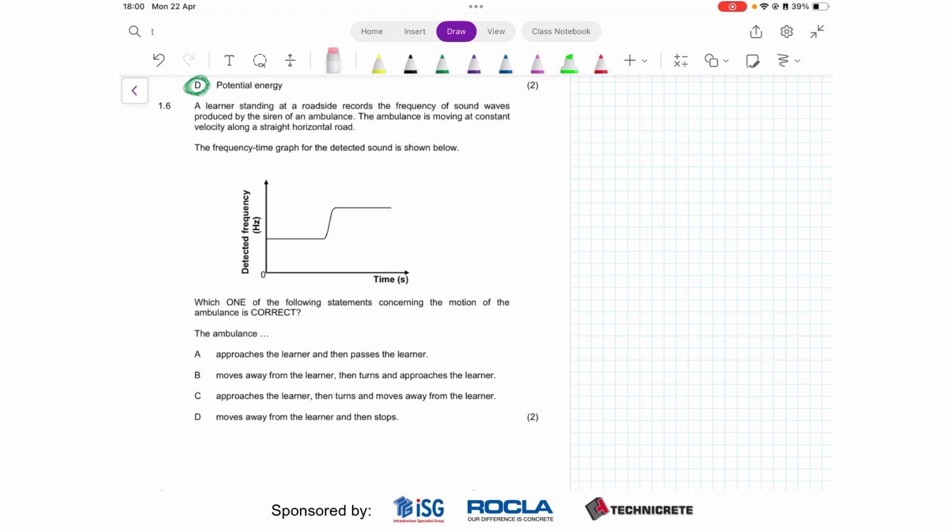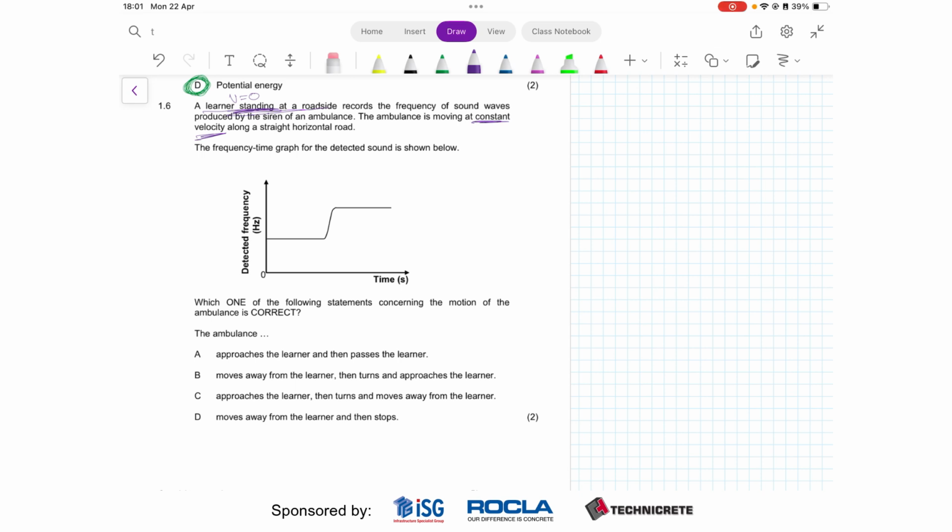1.6. A learner standing at a roadside records the frequency of sound waves produced by a siren of an ambulance. The ambulance is moving. Okay, so the first thing, a learner is standing at the roadside, meaning their velocity is 0. Records the frequency of sound waves produced by the siren of an ambulance. The ambulance is moving at a constant velocity along a straight horizontal road.